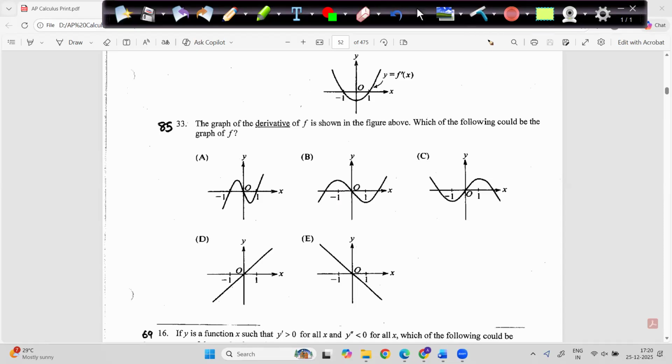From -1, f dash x is 0. So at -1 and 1, I should have horizontal tangents. No horizontal, no horizontal, no horizontal. So three options are immediately eliminated by simple logic, that f dash x is not equal to 0 at those particular points. Now come to these two options. So f dash x is negative. The function should be decreasing, but the function is increasing.